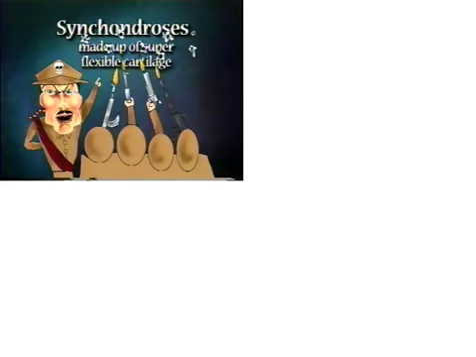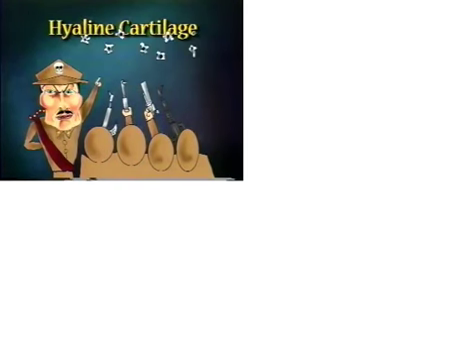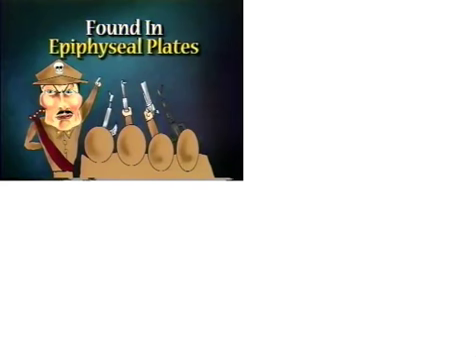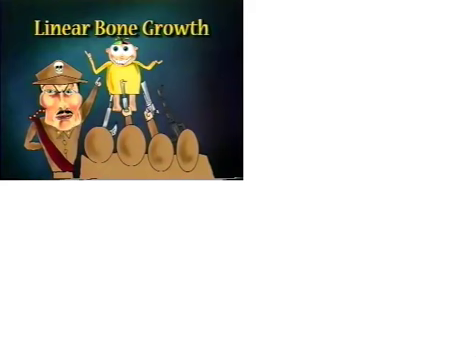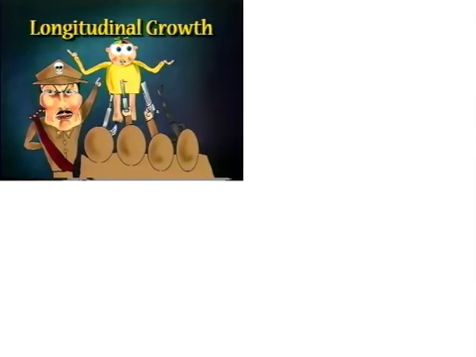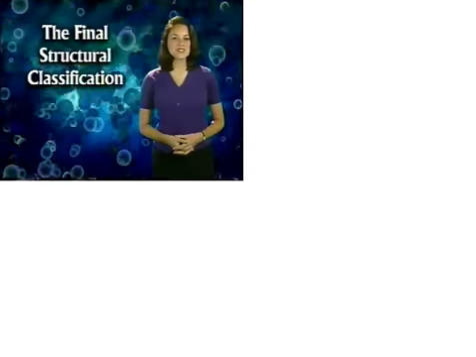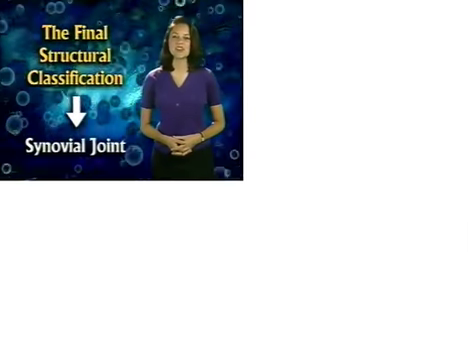The synchondroses are joints made up of superflexible cartilage called hyaline cartilage. These joints can be found in structures called epiphyseal plates. Epiphyseal plates are found in long bones like the humerus and the femur. These plates allow for linear bone growth in places like your arms and legs. That's longitudinal growth. The final structural classification is the synovial joint.